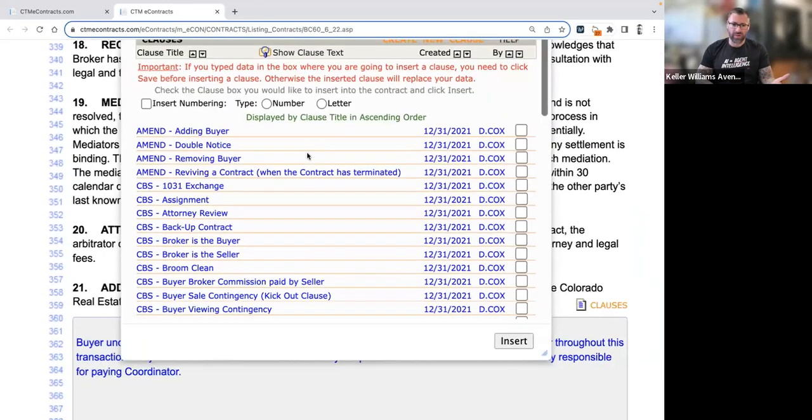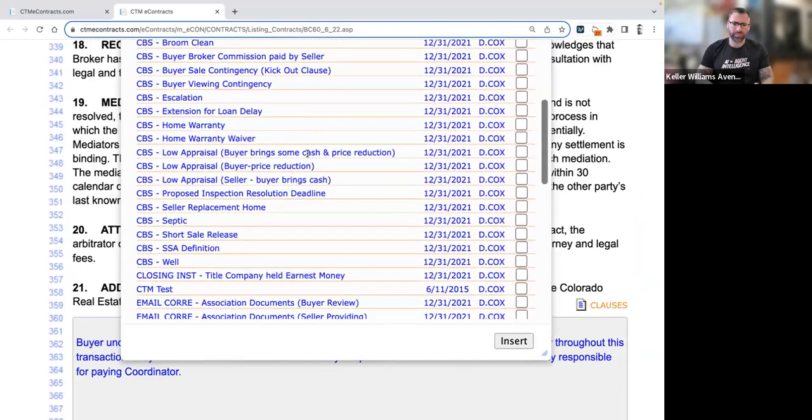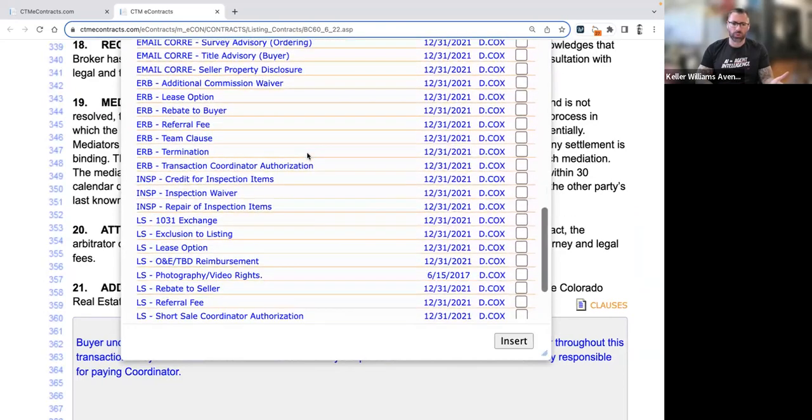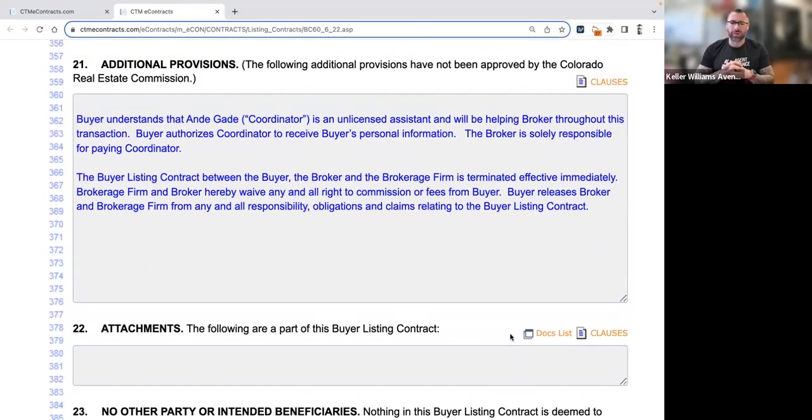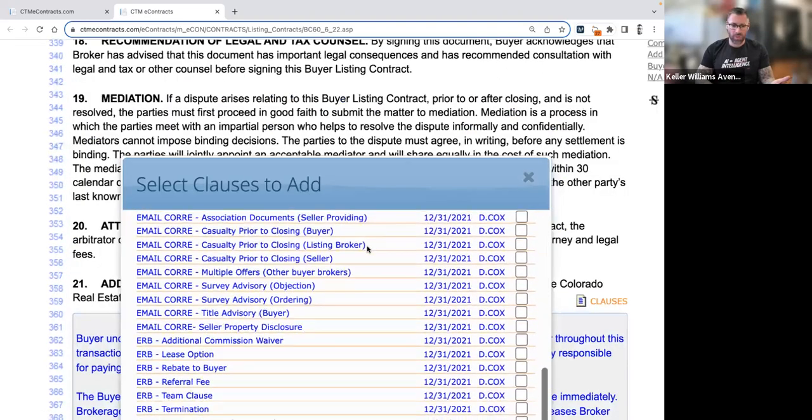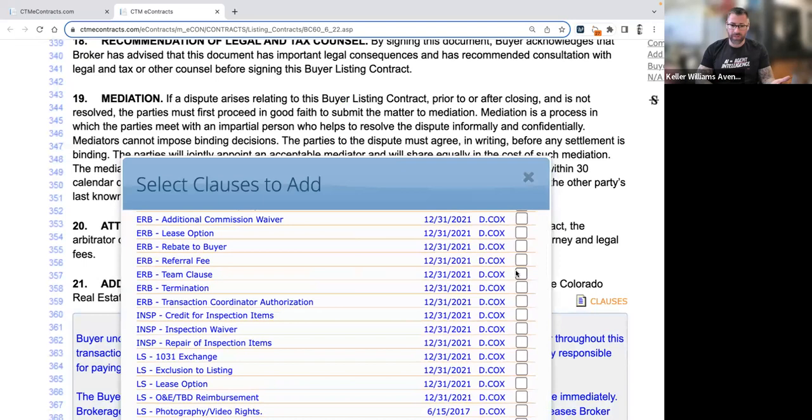You have all kinds of other things, right? And a lot of them aren't truly applicable, right? There could be a rebate to the buyer. There could be a termination clause. The buyer's listing contract between the buyer and the broker's firm is terminated effective immediately, right? We're not going to put that in there. Broker's firm and broker hereby waive any and all rights to commissions or fees from buyer. Buyer releases broker and team, right? So this isn't one that we're going to throw in here, but this is one where we would end a contract.